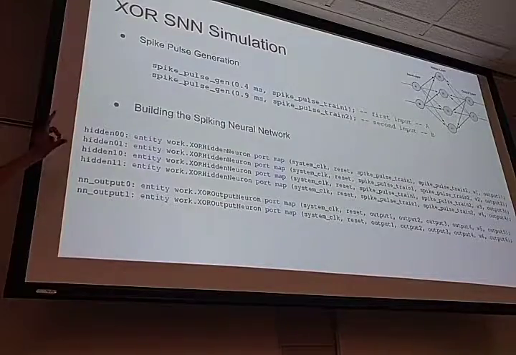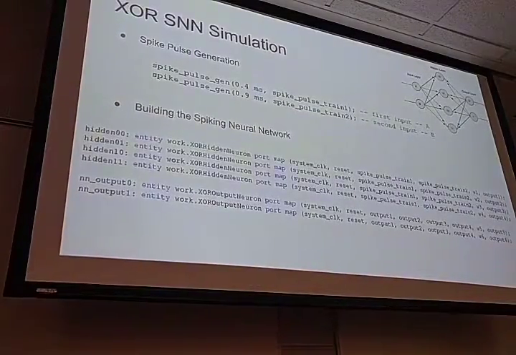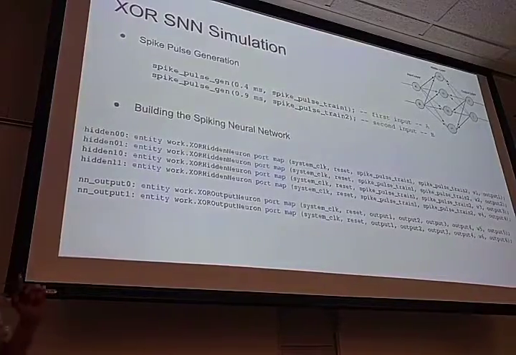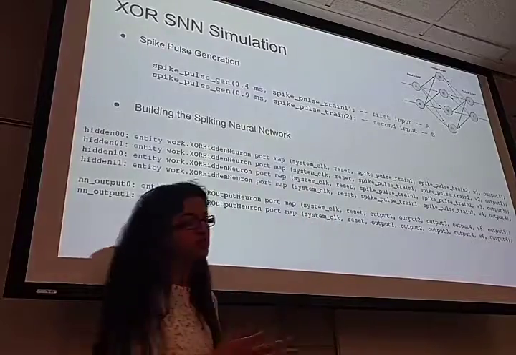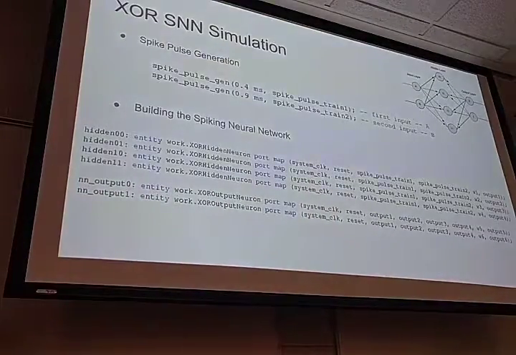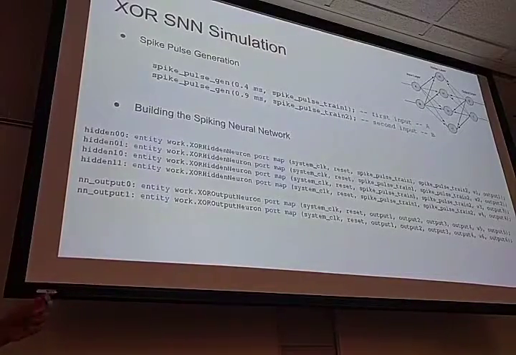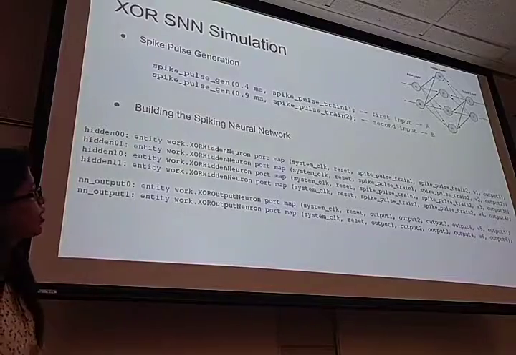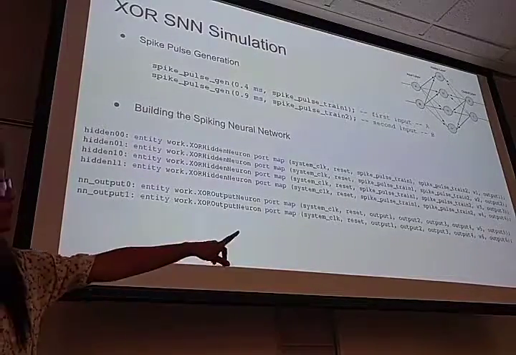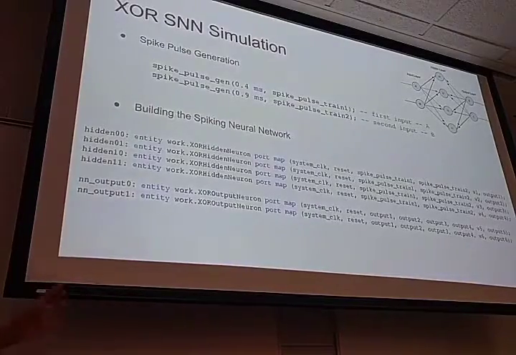We will be having 4 hidden neurons and 2 output neurons. As you can see, for these hidden neurons, the spike pulse trains are the input, and the 4 outputs from these hidden neurons will be the inputs for the output neurons. And finally, the final output would be given from either output 5 or output 6.